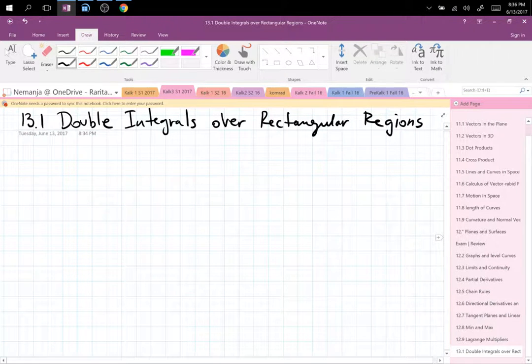Hello and welcome back to Calculus 3. We are starting chapter 13, the chapter on multiple integrals. And the first order of business is double integrals over rectangular regions.